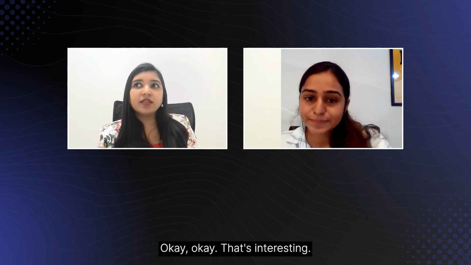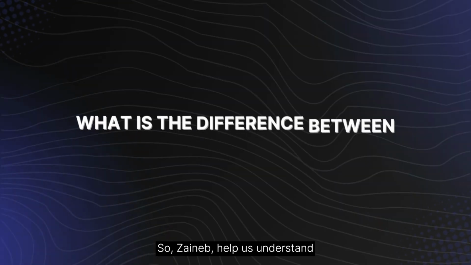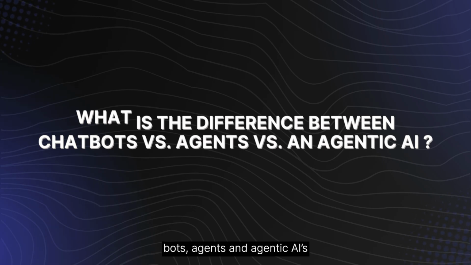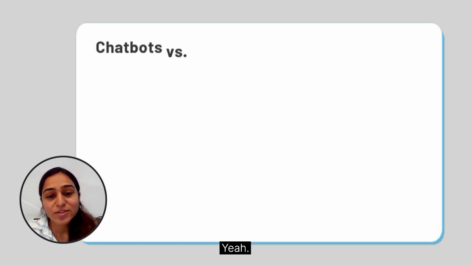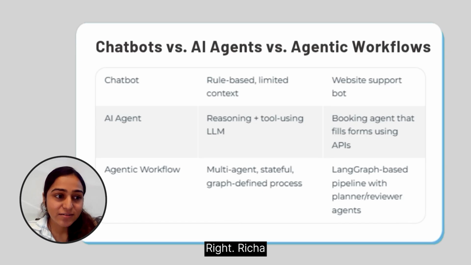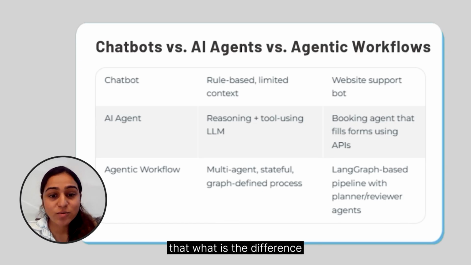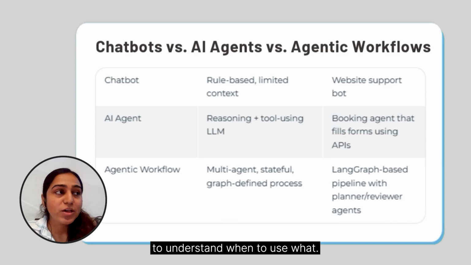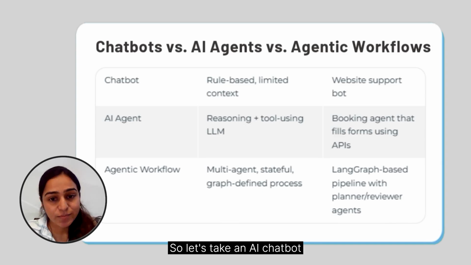Okay, that's interesting. So, Zainab, help us understand the difference between chatbots, agents, and agentic AIs. Yeah, right, Richa. Very well thought of that question. What is the difference between these three? Because they are being used extensively in the market interchangeably, but it is very important to understand when to use what. So let's take an AI chatbot.